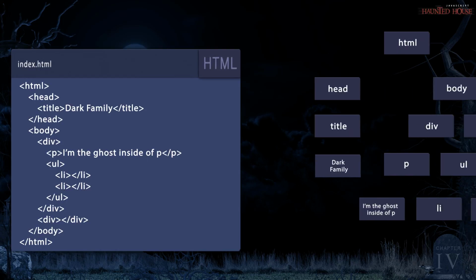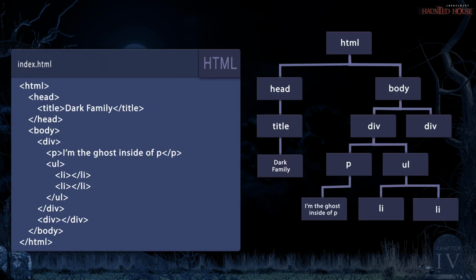Here's the DOM with all its ramifications. The HTML element is the root element and therefore does not have a parent. It is the parent of the head and body elements. Head and body are siblings. Head has a child, title, and the body has 2 children, 2 divs. The first div has also 2 children, a P element and an UL element. Finally, the UL is the parent of the 2 LIs.